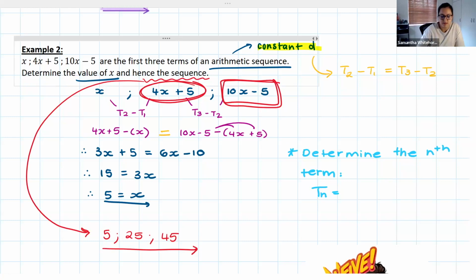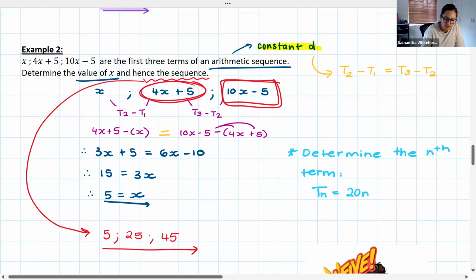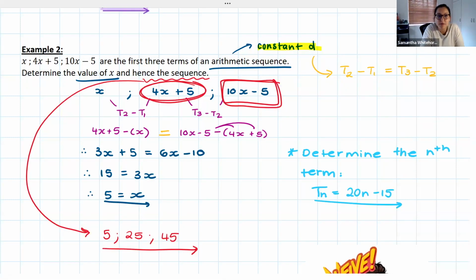Nice, guys. Awesome. Tn is equal to 20n minus 15. And remember, if you want to check yourself, just substitute in. So sub in 1 for n, make sure you get 5. Sub in 2 for n, make sure you get 25, etc., etc. So just use substitution to check yourself if you're feeling a bit unsure.